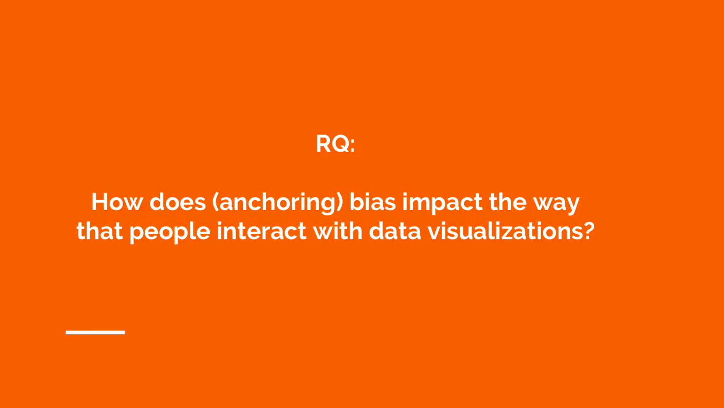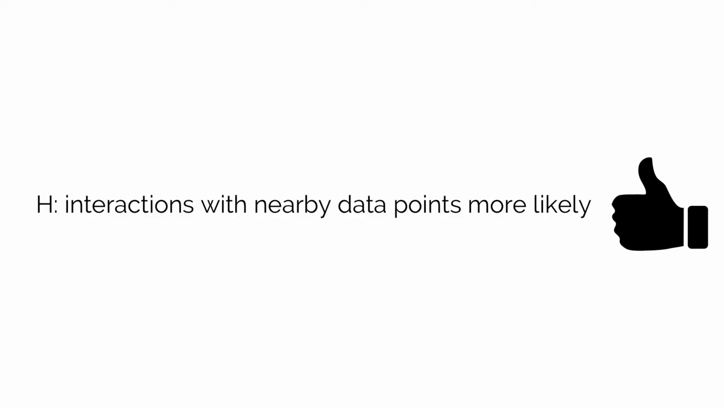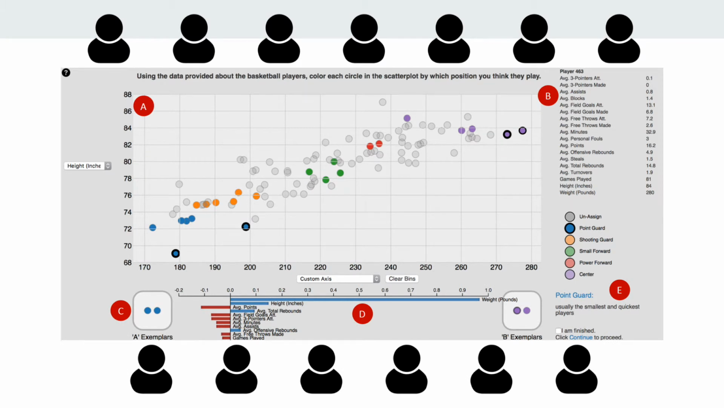The goal of this work is to understand how bias, specifically anchoring bias, impacts the way people view and interact with data. We hypothesized that a better baseline accounts for a higher probability of users interacting with nearby data points than faraway data points. To test this, we used a visualization tool called Interaxis.